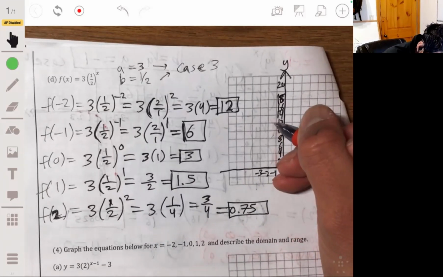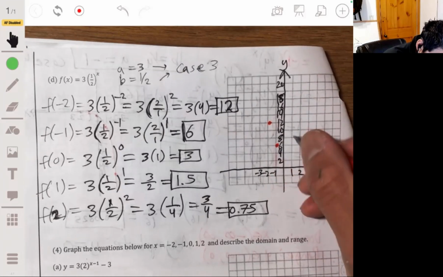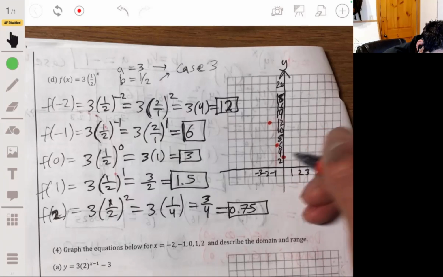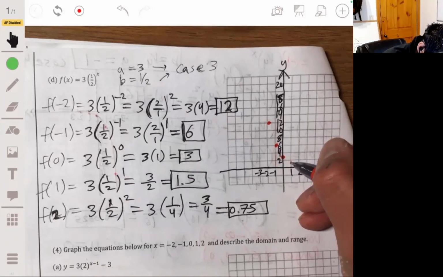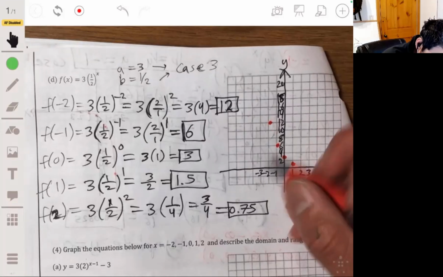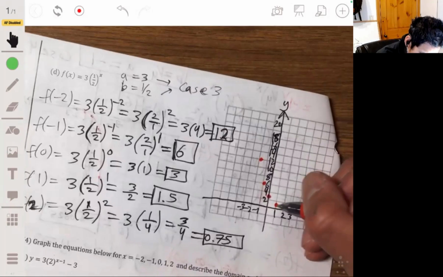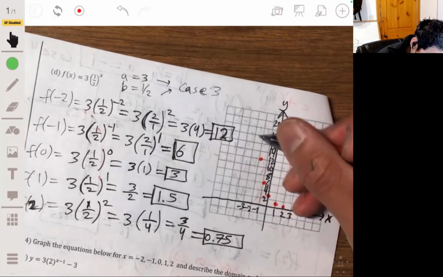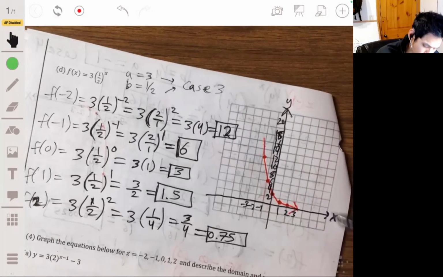And let's make this graph. -2, 12. Bang. -1, 6. Bang. 0, 3. Double bang. 1, 1.5. 1.5 bangs. And 2, 0.75. Like over here. Maybe that 1.5 should be a little more. Here we go. Here's our graph. Yeah. Makes sense.